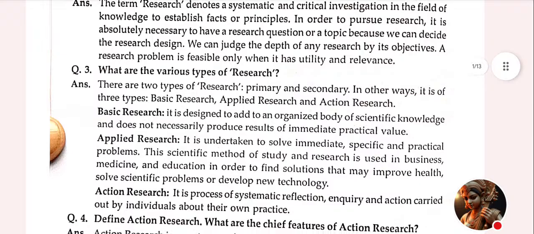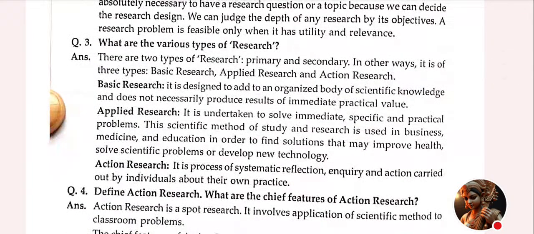Question 3. What are the various types of research? There are two types of research, primary and secondary. In other ways, it is of three types: basic research, applied research, and action research. Basic research is designed to add to an organized body of scientific knowledge and does not necessarily produce results of immediate practical value.